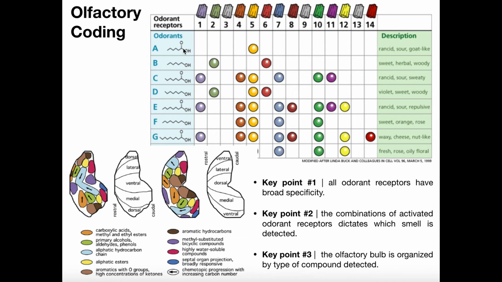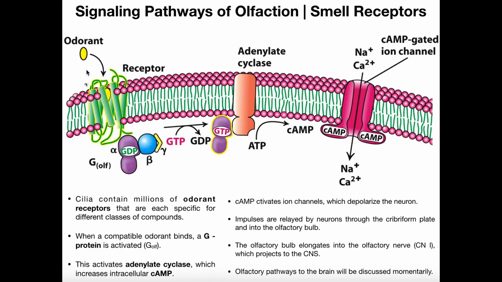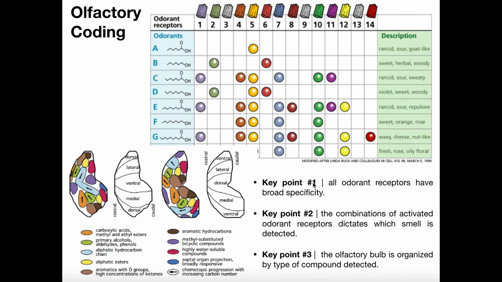So how do we potentially differentiate an infinite number of odorants and their smell? Do we have an infinite number of odorant receptors? Remember, here we have an odorant binding to its receptor. But are there an infinite number of receptors for an infinite number of odorants? And the answer is no.